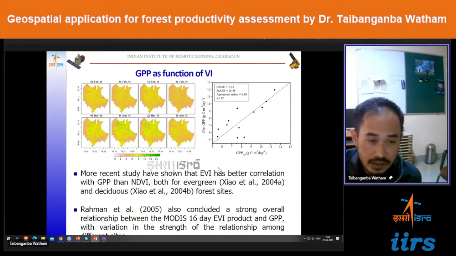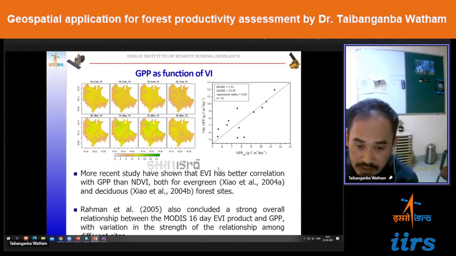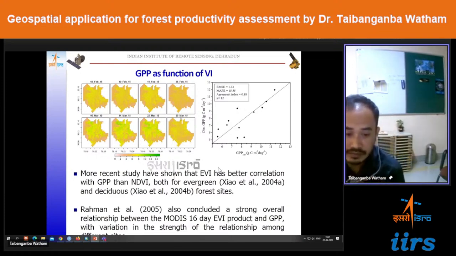So this is just the 8-day GPP from February 2nd, then February 10th, and generally it decreases during this time. During March there is some slight increment in the GPP, then again in the later portion of March there is some decrease in the gross primary productivity of the Barcode area. So this is some of the work that we have done.